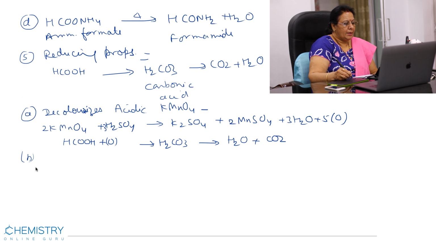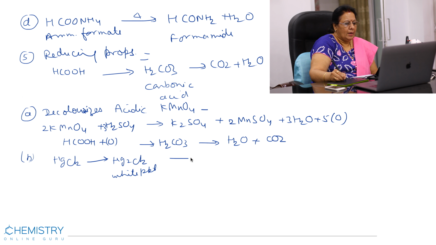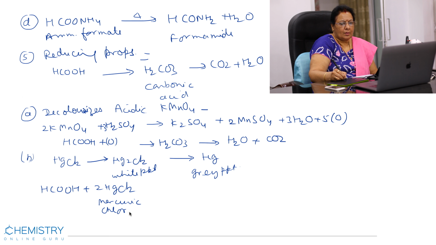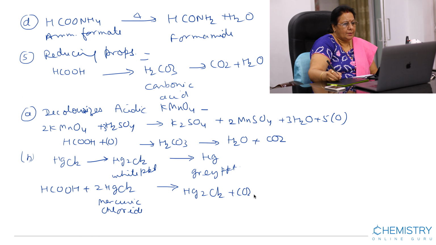It reduces mercuric chloride to white precipitate of mercurous chloride. And then gray precipitate of mercury. This is formic acid. When it reacts with mercuric chloride, it gives mercurous chloride, CO2 and HCl. Mercurous chloride further reacts with formic acid, then it gives mercury, gray precipitate of mercury, CO2 and HCl.